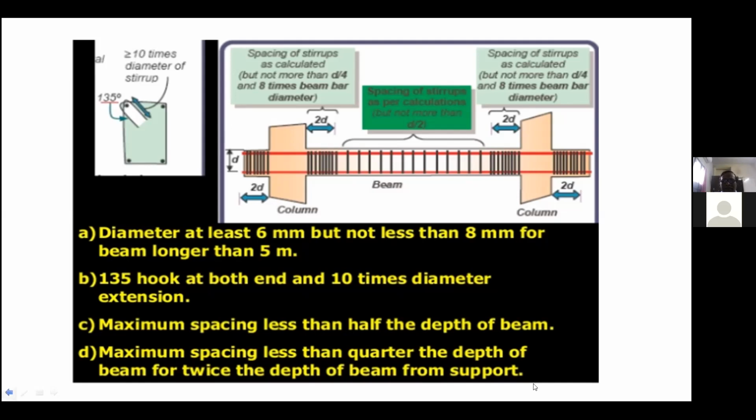So maximum spacing is less than half the depth of the beam. Maximum spacing is less than a quarter of the depth of the beam for twice the depth of the beam from the support. So it is less than D by 4. Okay, so D by 4 in this beam column region, and D by 2 in the mid region. That is what your detailing code says.